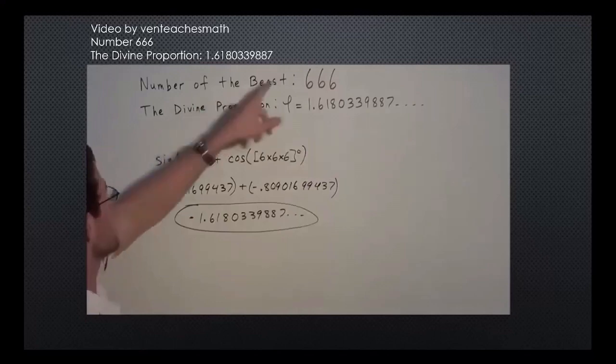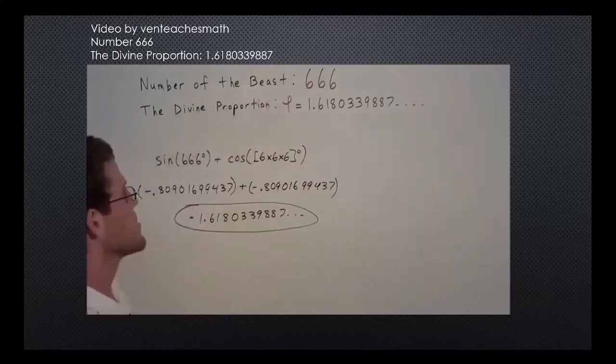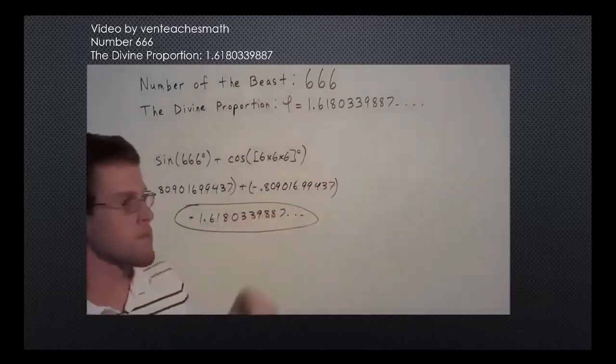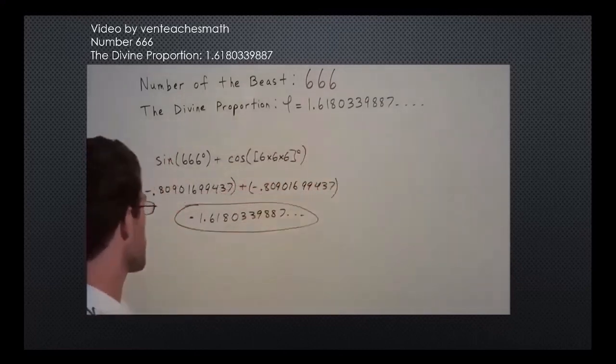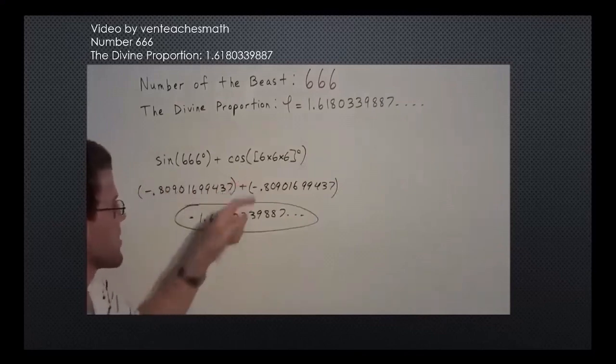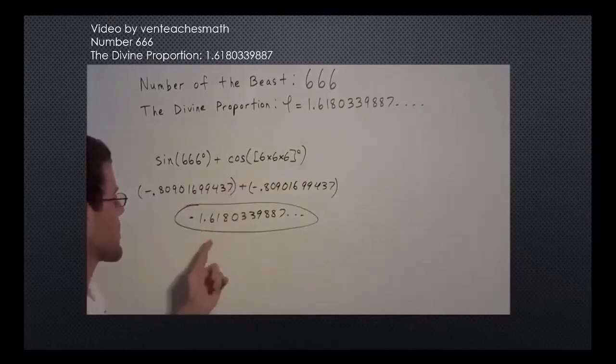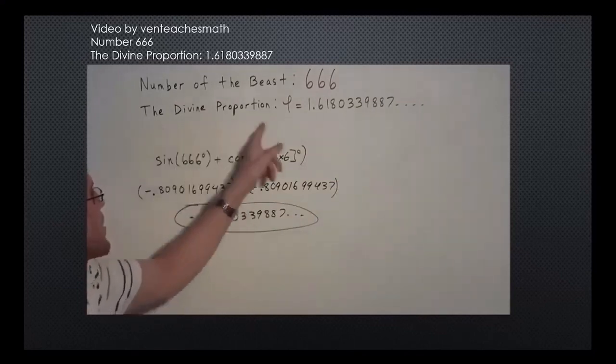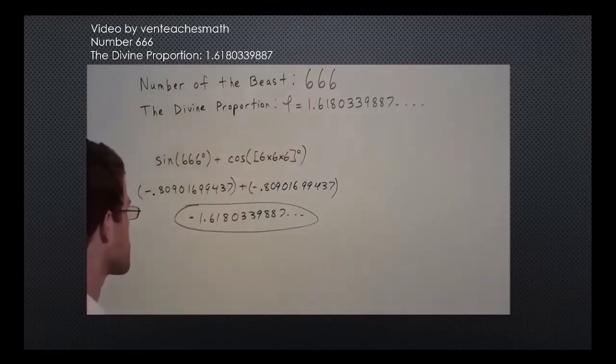So that tells us that the number of the beast, in some sense, is the inverse of the holiest number that exists in mathematics. So it's just a really interesting relationship that exists when we use the sine and cosine functions, but using your calculator, we could generate the inverse of the divine proportion using the number of the beast.